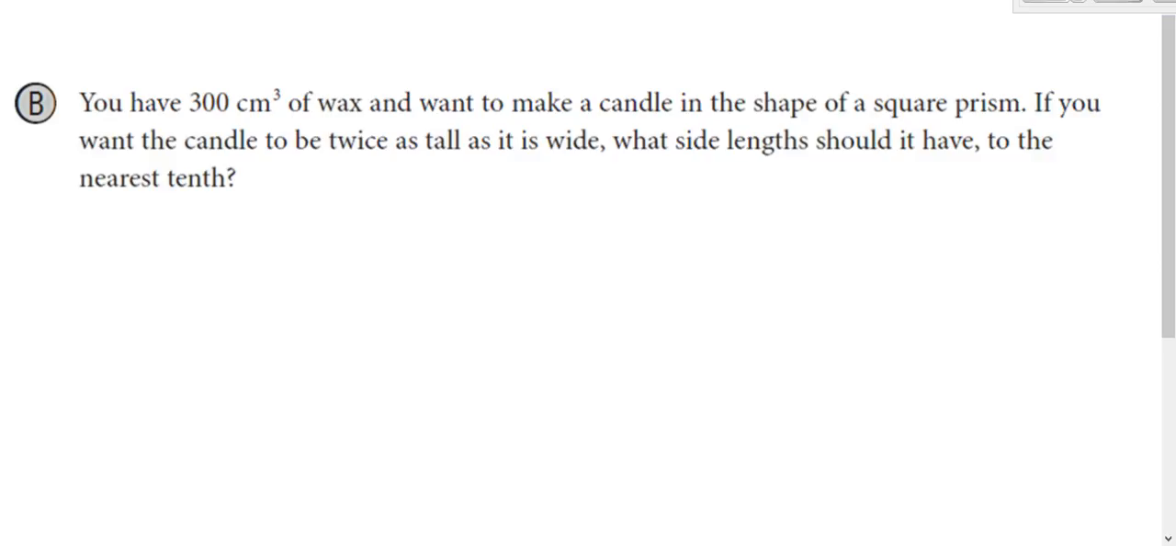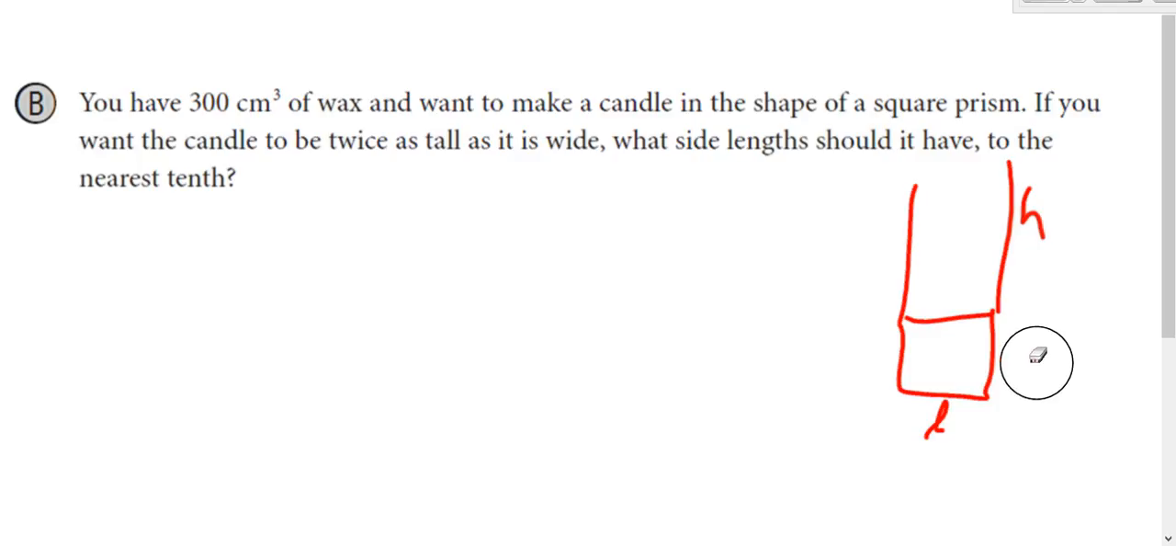Similar question, except this time we're going to make it into a square prism. So that means we've got a square on the bottom, straight up. So volume of a square prism is length times width times height. And since it's a square, we know that these two, length and width, are the same thing. You just call them X if you want, or S, or whatever letter you want to use. S is pretty common.